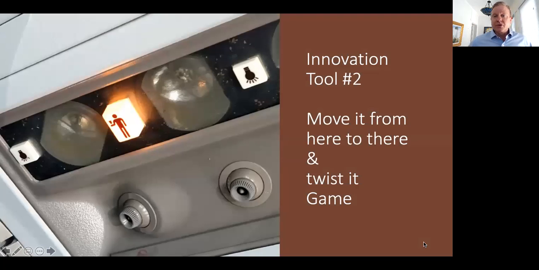Innovation tool number 2, it's one of my favorites because you can do so much with it. This is where you move something from one industry to another industry and also explore doing the opposite function with it. So the example we had last week was take the call button on the airplane, bring that somewhere else, perhaps on land into a restaurant, so you could call over the waiter or waitress to put in an order, but that call button could have the opposite function and be a privacy button.